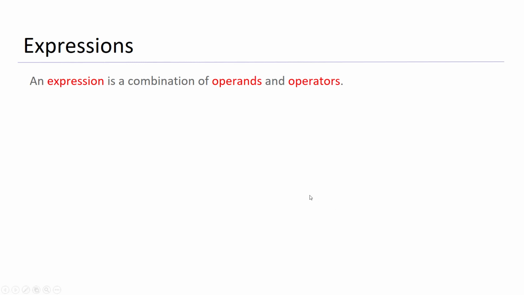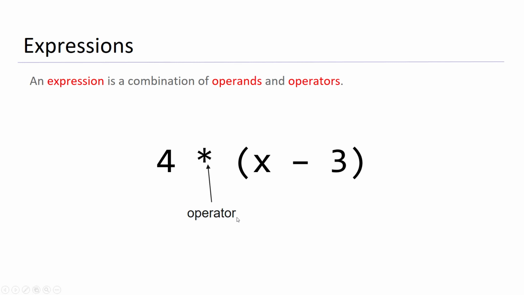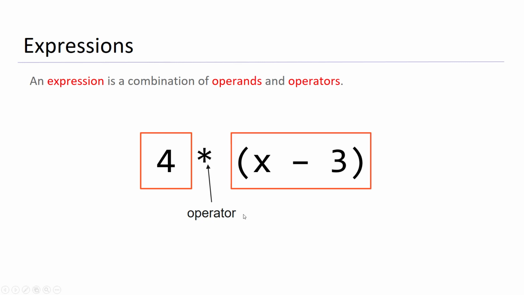Consider, for example, the following expression: 4 multiplied by (x minus 3), with x minus 3 between parentheses. In this expression, the multiplication operator has two operands. The first operand is the 4 to the left hand side of the operator, and the second operand is the x minus 3 between parentheses to the right hand side of this operator.